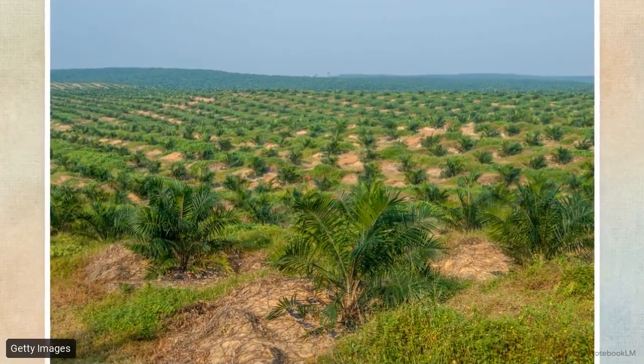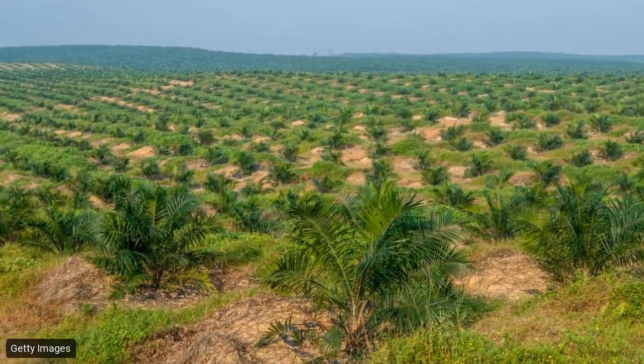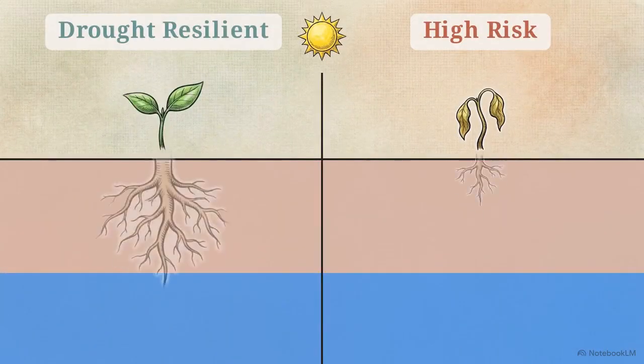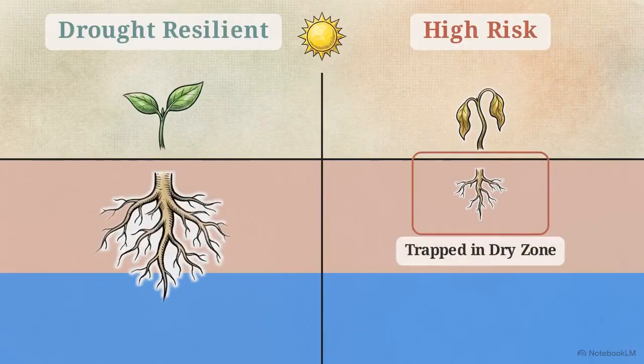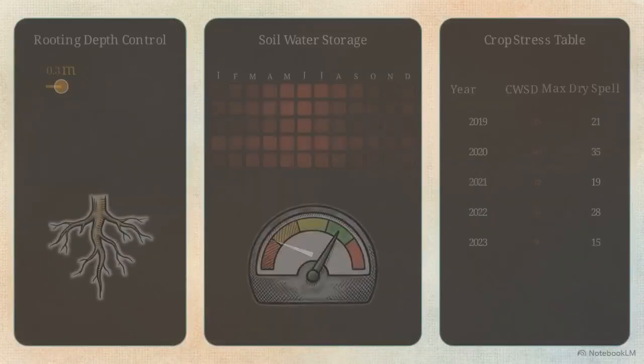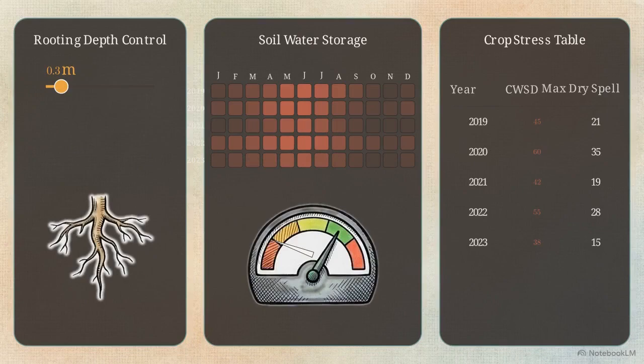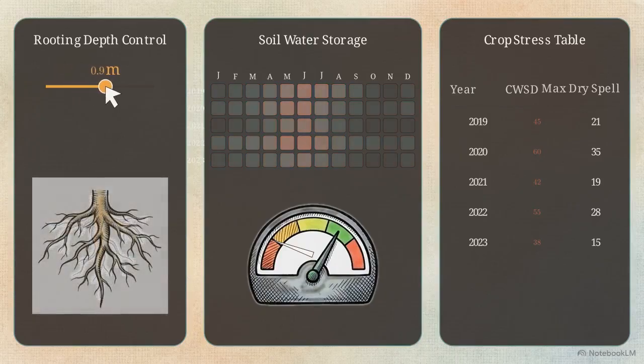Consider a crop like oil palm. Because it is deep-rooted and relatively drought-tolerant, it changes the risk profile, surviving dry spells that would damage a more shallow-rooted plant. Watch the soil water storage heat map. As we increase the root depth parameter, the site's risk profile changes. The dark red zones, indicating low water availability, shift to blue as the plant gains access to deeper soil moisture. This shift in the soil's capacity directly updates the crop stress table. Proper parameter alignment lowers the cumulative water stress days, providing a quantitative reading on whether the crop can actually thrive at this site.